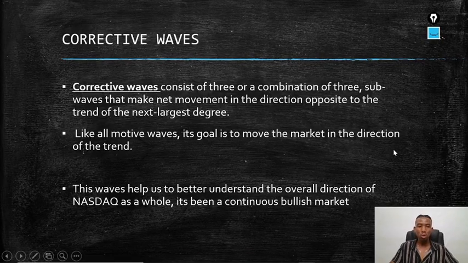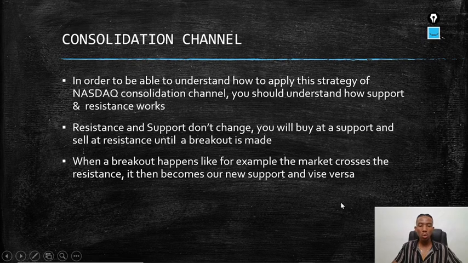Okay, so now let's continue with the lesson. Secondly, we have what we call a consolidation channel. In order to understand how to apply this strategy of the Nasdaq consolidation channel, you should understand how support and resistance work. You remember how support and resistance work, guys? Like I told you before, resistance and support don't change. You'll buy at the support and sell at the resistance until a breakout is made. That's when you can do the opposite.